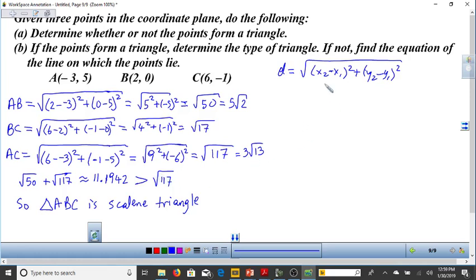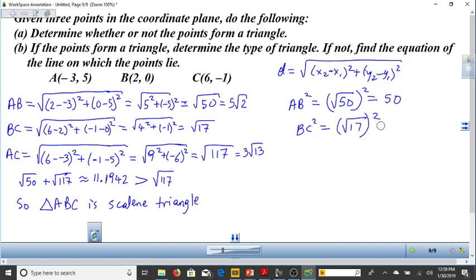So what we need to do now is to square all the sides. So let's do AB squared, which is just the square of square root 50, which is 50. And BC squared is the square of square root 17, which is 17. And AC squared is the square of square root 117, which is 117.